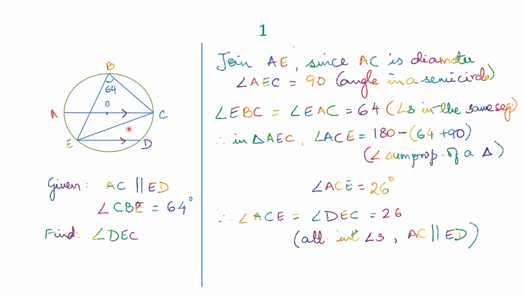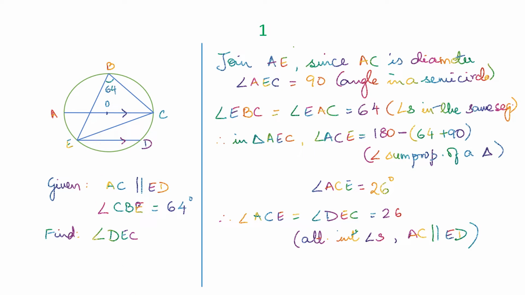So here I have a circle in which AC is the diameter, as you can see, because it's passing through the center of the circle. And we are also given that AC is parallel to ED. Further, we are given that angle CBE is equal to 64 degrees. And we have to find out what is angle DEC.